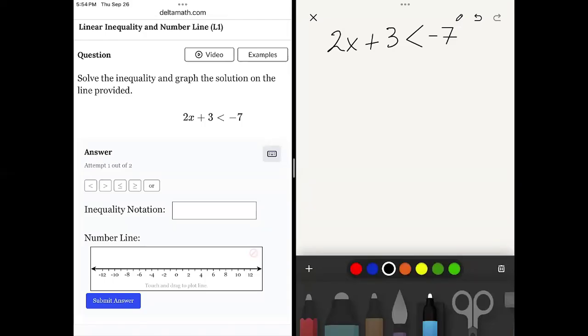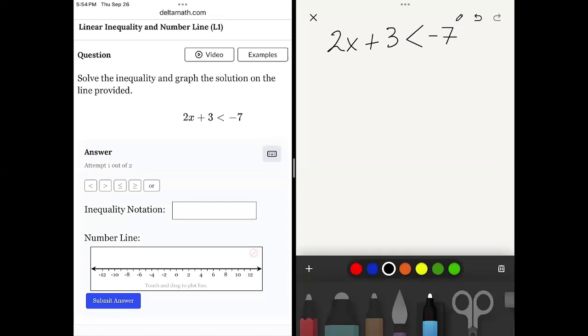I'm going to do a couple of questions from the linear inequality and number line. I decided to add these questions because they're basically the same as solving equations. There's only one small difference, and hopefully I'll find an example to show you when that difference shows up. Otherwise, we're just going to do boxes and circles.